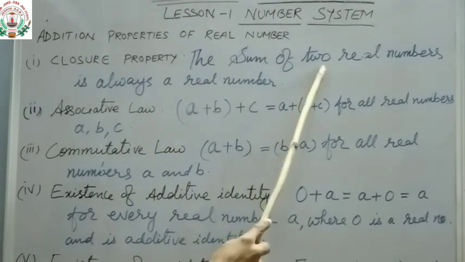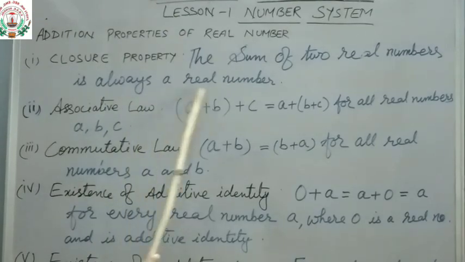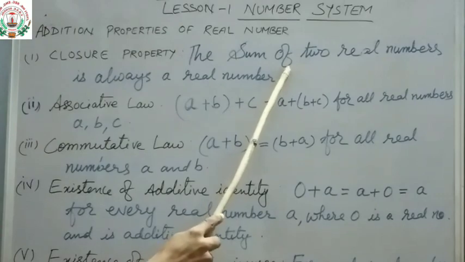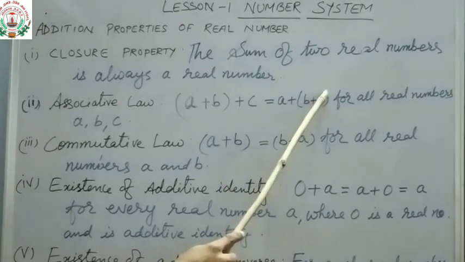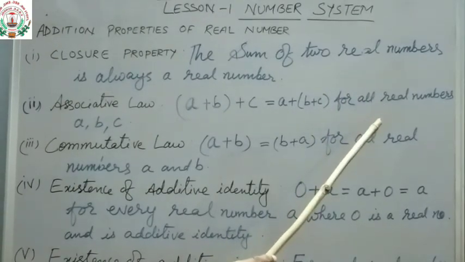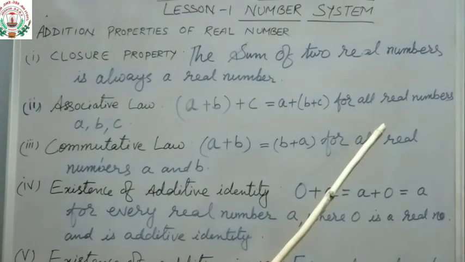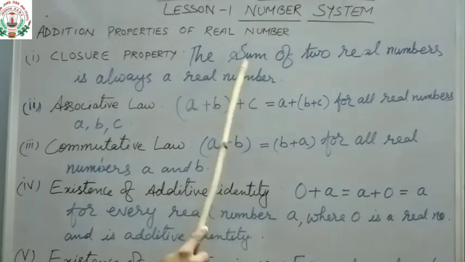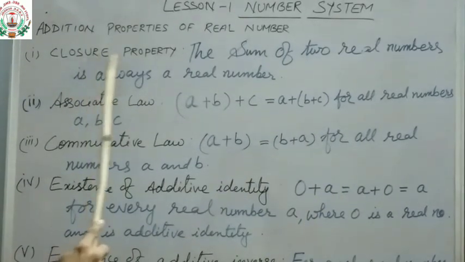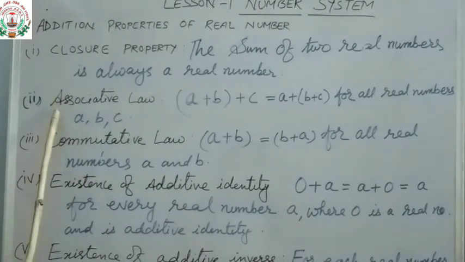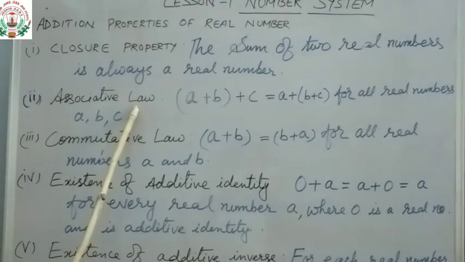The sum of two real numbers is always a real number. That means take any two real numbers. Let the real numbers be 1/2 and 1/3. When you take the LCM and find the addition of it, what you'll get? 5/6, which is again a real number. So the sum of any two real numbers will be again a real number. That means closure property is true under addition. Clear?